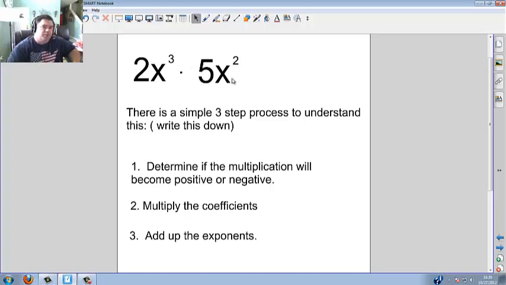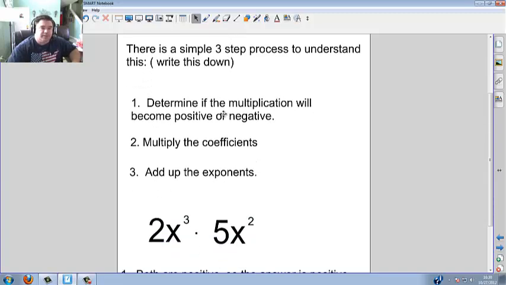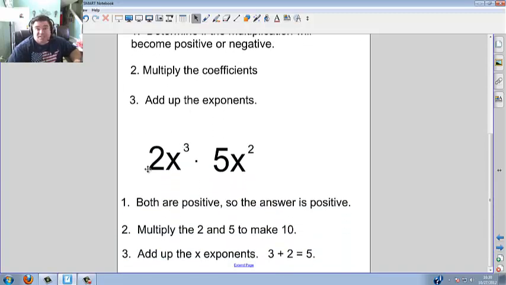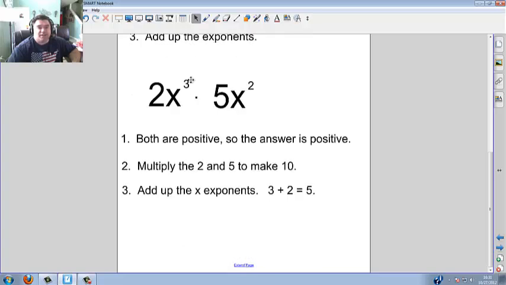Then I have 3 x's and 2 more x's. So I have 3 and 2 more, which make 5 x's. So now I have x to the 5th. So basically, just what I said. Positive makes positive. 2 times 5 is 10. You add up the x's. 3 x's and 2 x's make x to the 5th. So your actual answer should be, let's see here, 10x to the 5th.